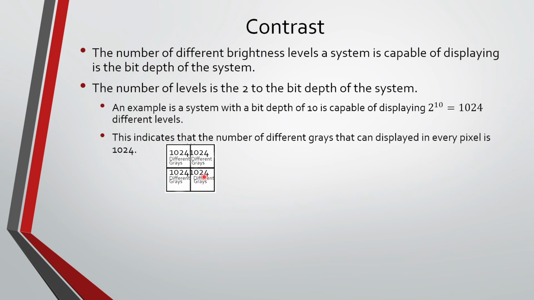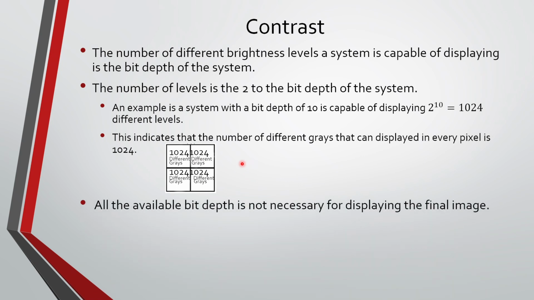And it can be typically 0 to 1023 if the bit depth of this system is 10. Zero is a value, so that's where the extra 1 comes in. This one could be 0, this one could be 500, this one could be 23, this one could be 1023. So each pixel can have a different value. All the available bit depth is not necessary for displaying the final image.